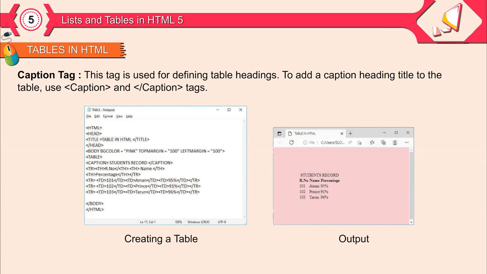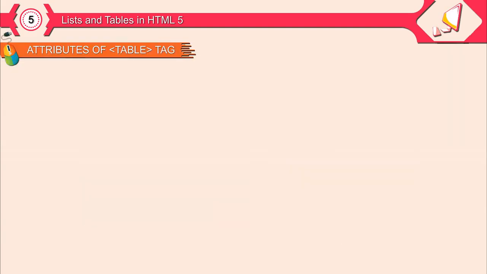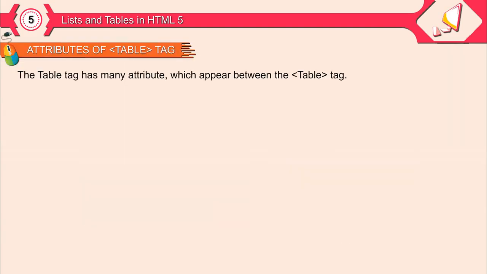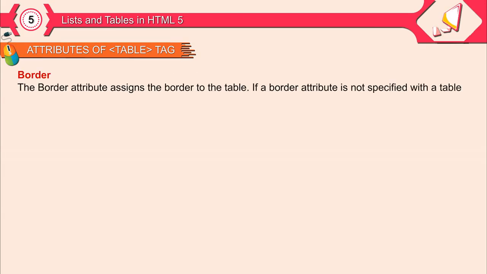Creating a table, output. Attributes of table tag. The table tag has many attributes which appear within the table tag. Let us learn about a few of them. Border. The border attribute assigns the border to the table.